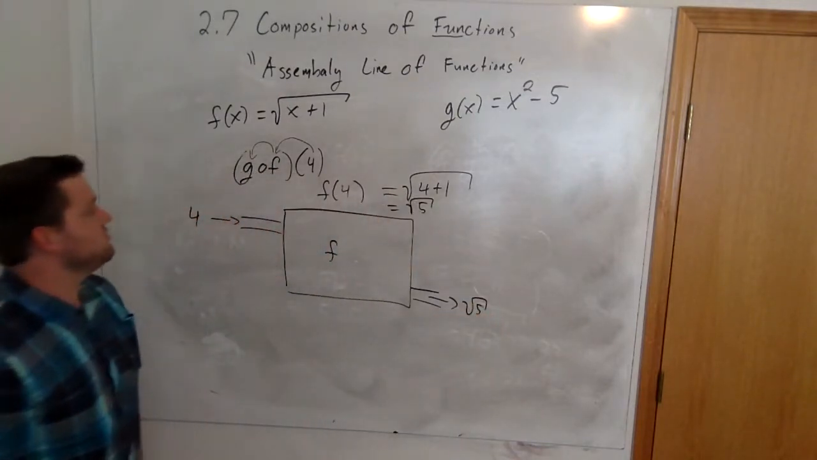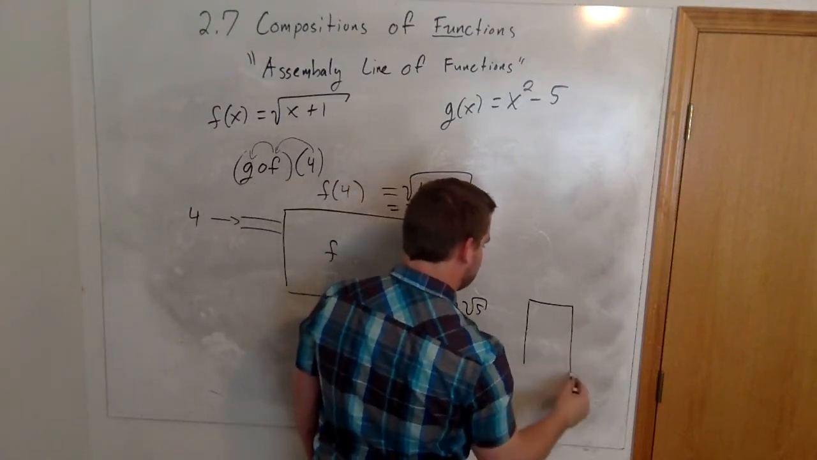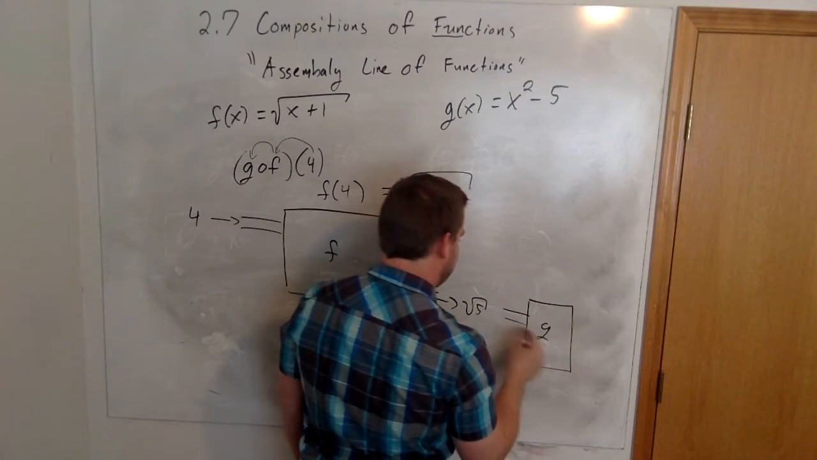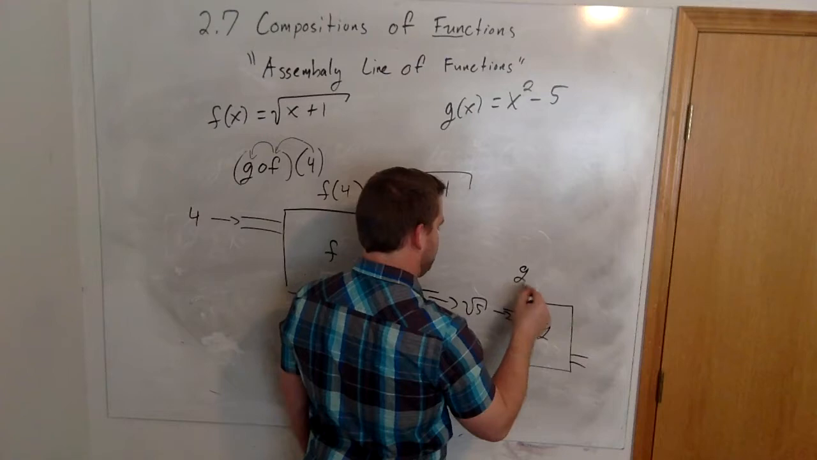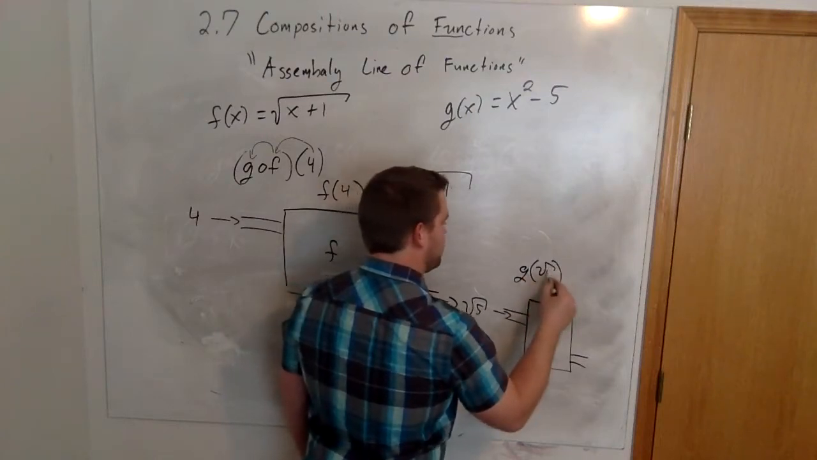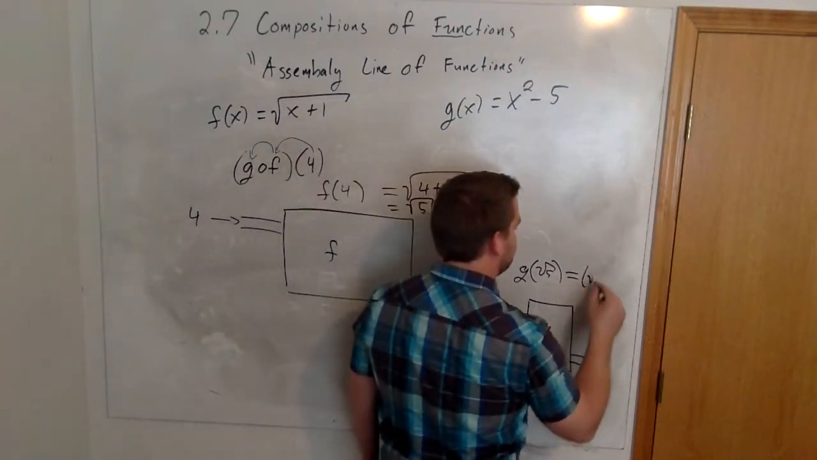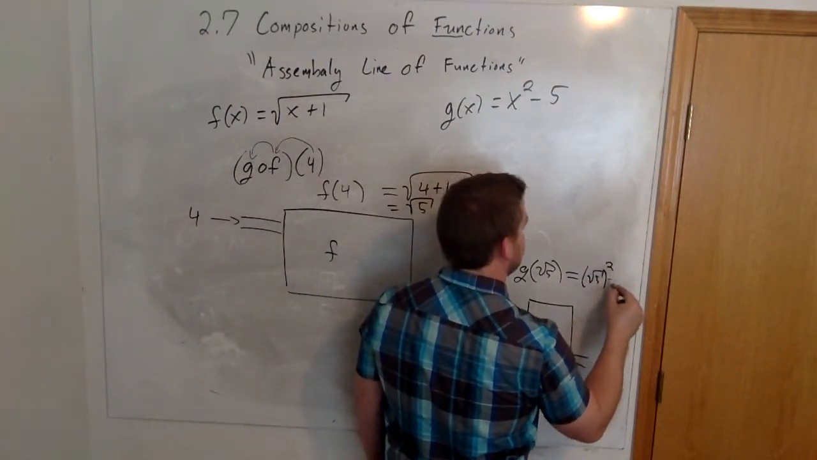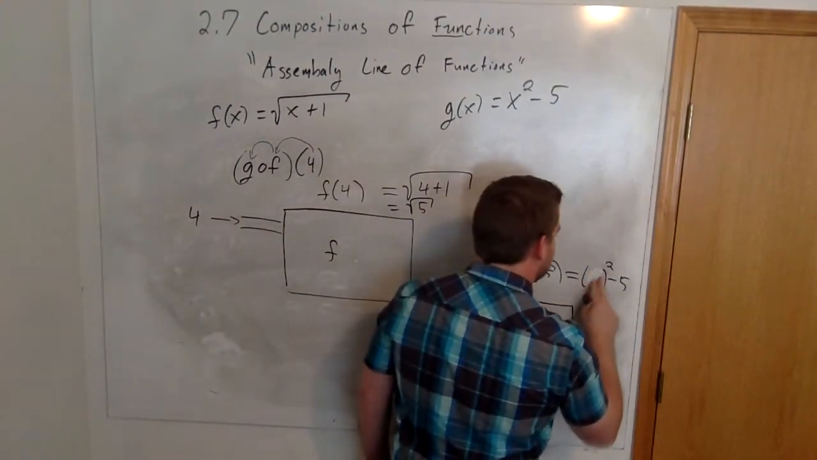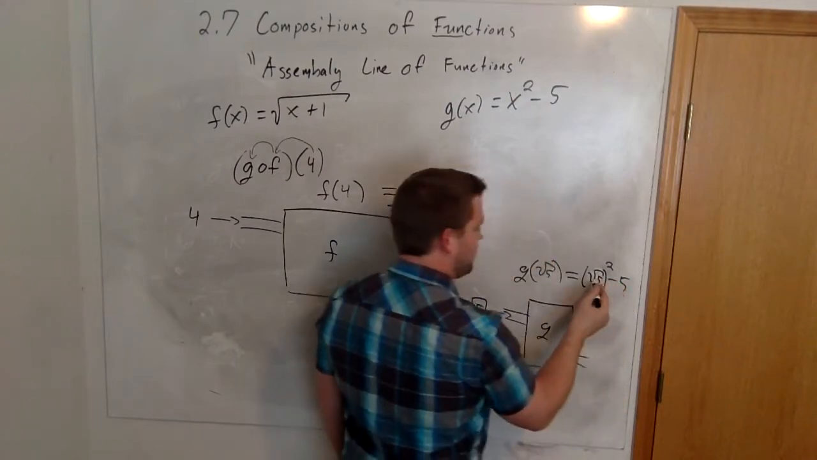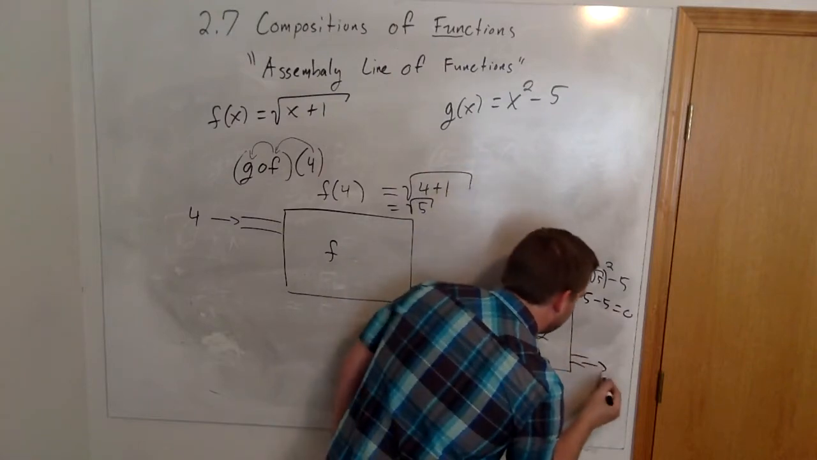Now what we're going to do with the square root of 5 is plug it into g. So I now have a new machine, call it g, and we're going to feed the square root of 5 into g. So I want to evaluate g at the square root of 5, and let's see what output we get. Looks like we're going to get the square root of 5 squared minus 5. So the square root of 5 squared is 5. I'm going to get 5 minus 5. We're going to get an output of 0.